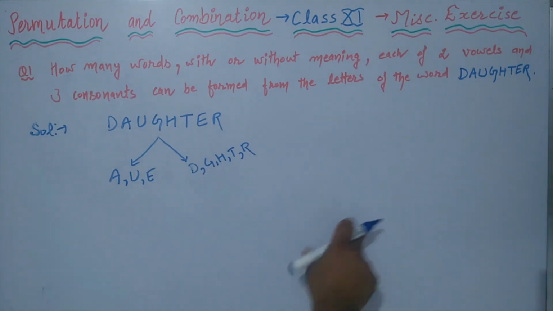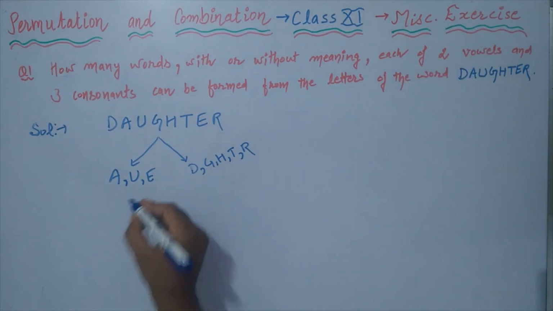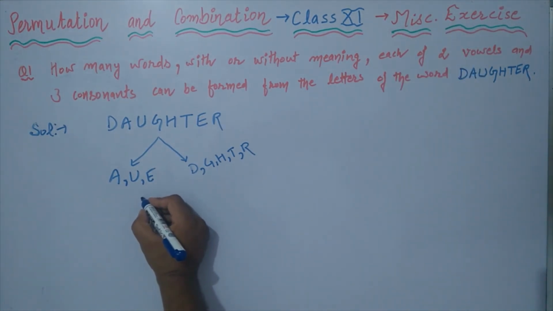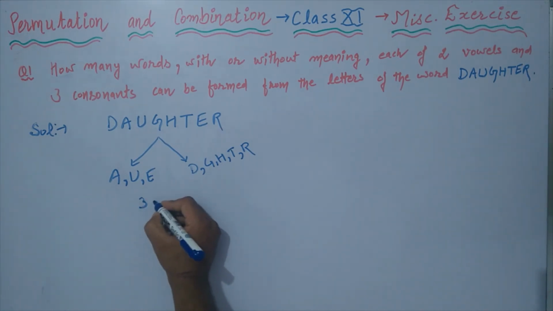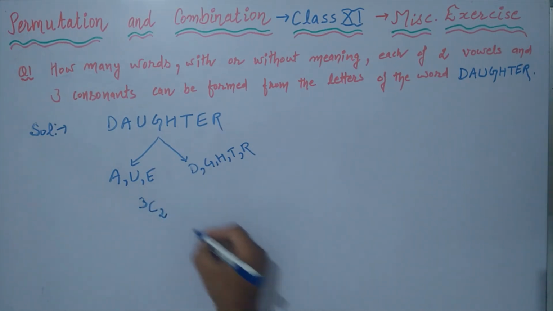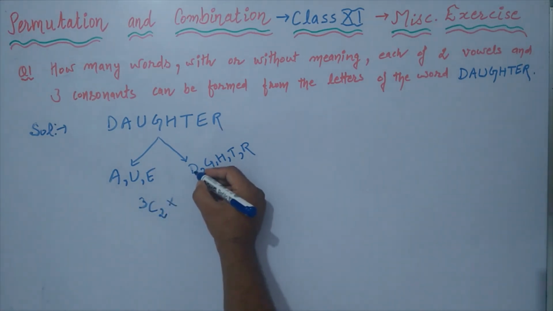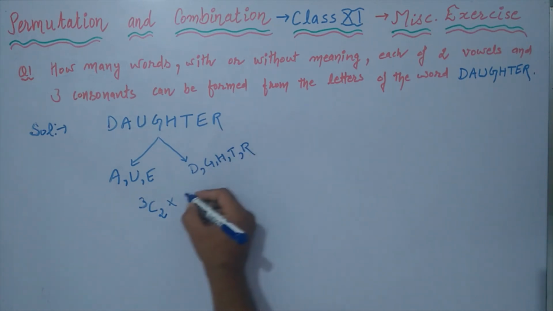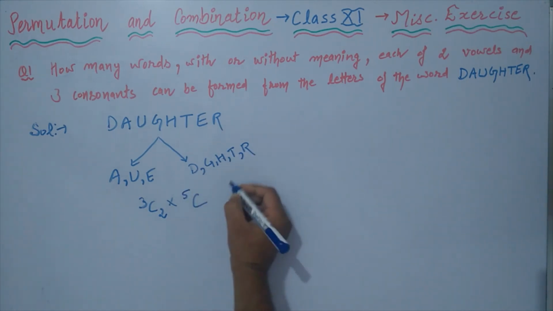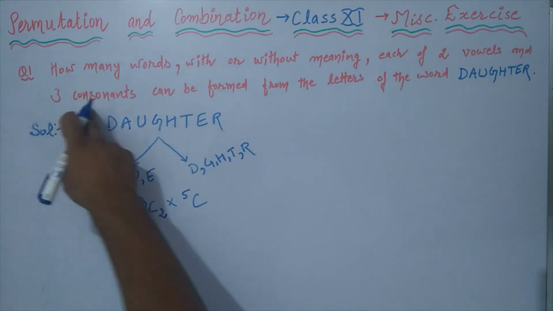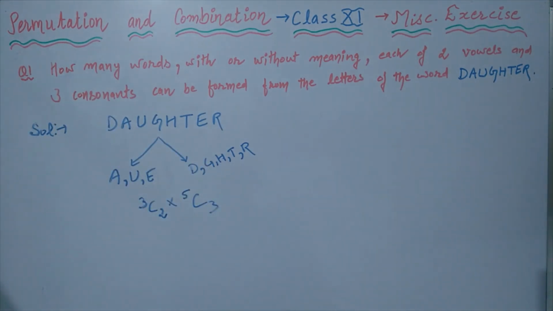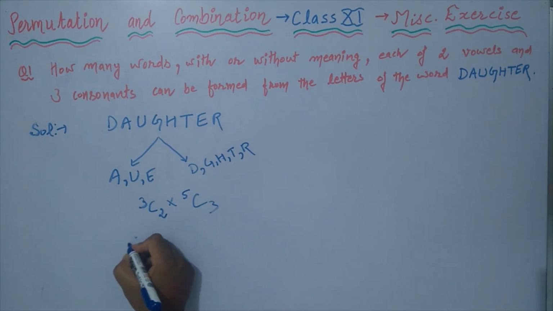First of all, we have to select two vowels. So out of three vowels, we select here two vowels, and out of 1 2 3 4 5 consonants, we select here three consonants. So first of all, this is the selection. That means we selected here five letters. So what is this?